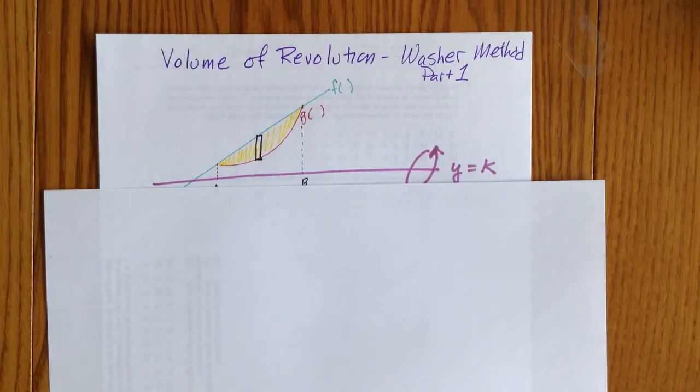Alrighty then, corn children. I'm gonna throw some theory down on you today. It is the volume of revolution using the washer method, part 1. Alright, so what the heck is going on here?